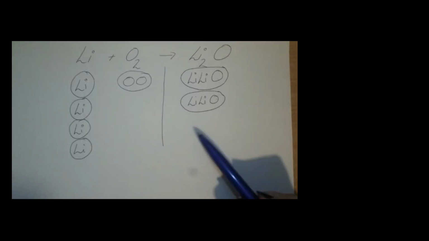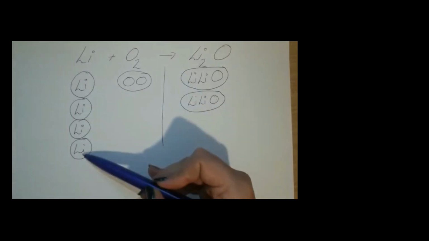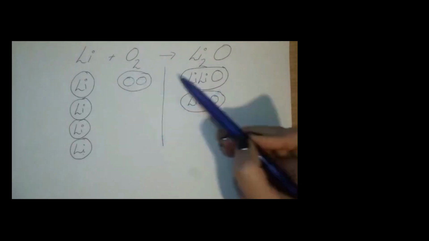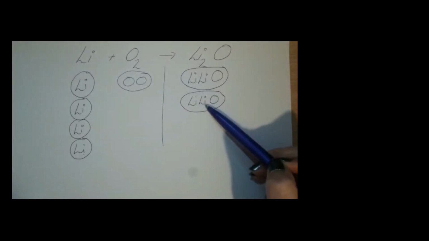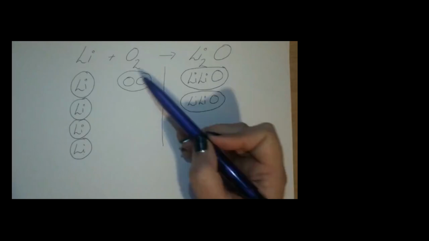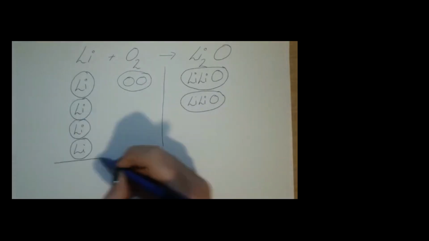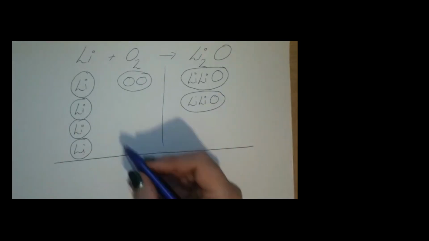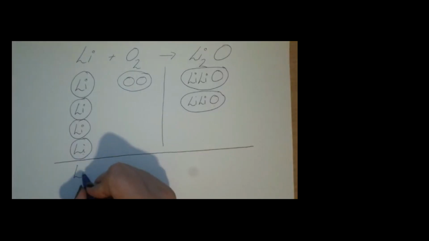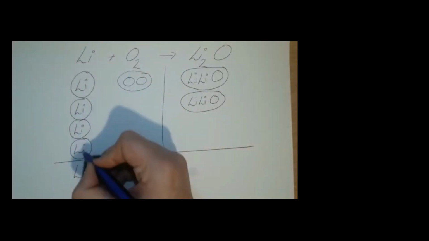So let's check that. 1, 2, 3, 4 lithiums. 1, 2, 3, 4 lithiums. Done. 2 oxygens, 2 oxygens. Let's draw a line under that then and rewrite the equation. Lithium, 1, 2, 3, 4.